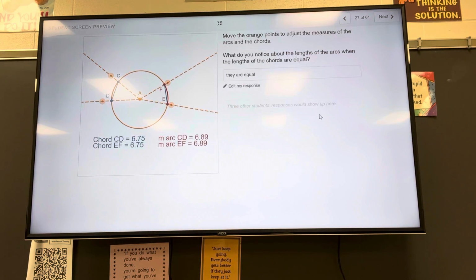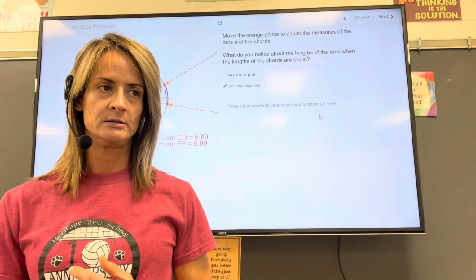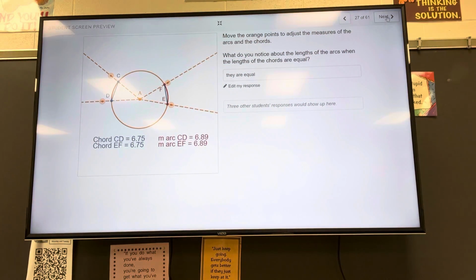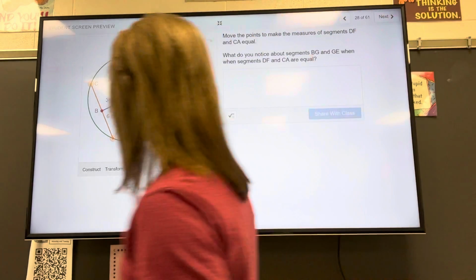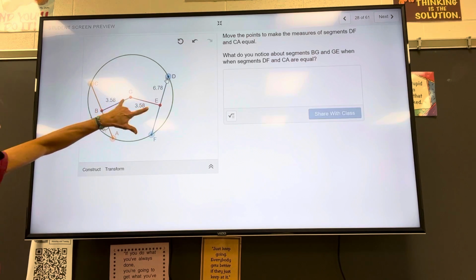We're going to take all these properties that we're learning here and apply them in a practice example in a few slides. Slide number 28, move the points to make the measures of segments DF and CA equal. So here's DF and CA, so I'm going to do my best. I'm just going to try to make this 6.78. Oop, I did it. And what you will notice, if you can make them equal, is that they are the same distance away from the center.